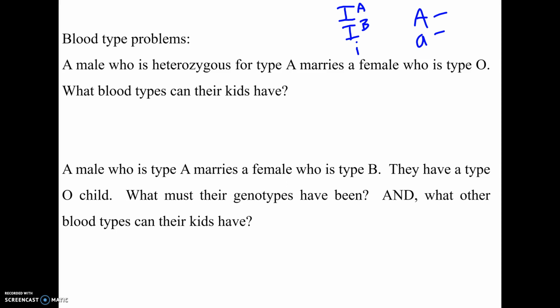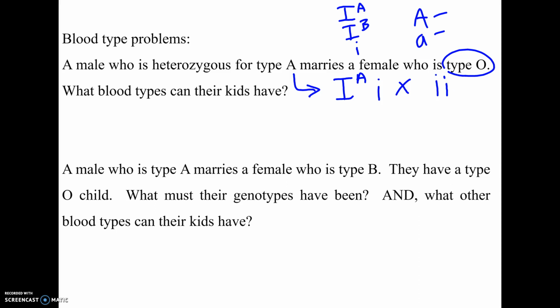A male is heterozygous for type A. He marries a female who is type O. What kind of blood types can their kids have? So if he is type A, I know he's got IA. But he's heterozygous, so what must the other letter be? Little i. That's the only way he can be heterozygous and show type A. What would be the genotype for the woman who's type O? Little i, little i.